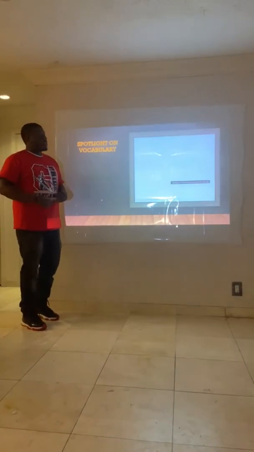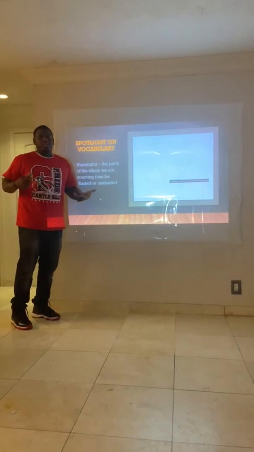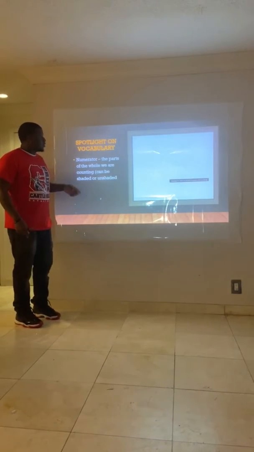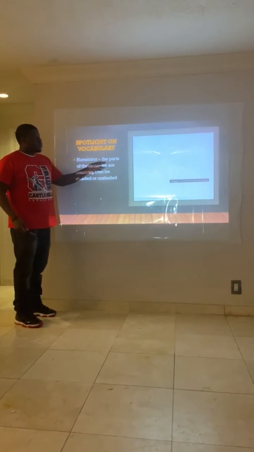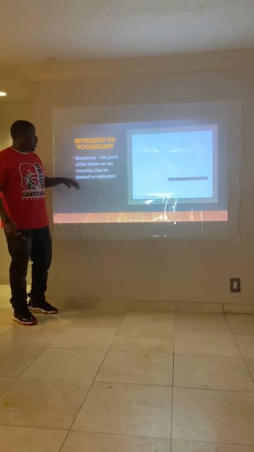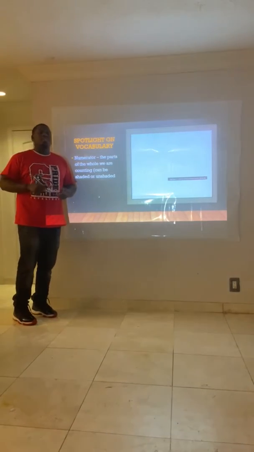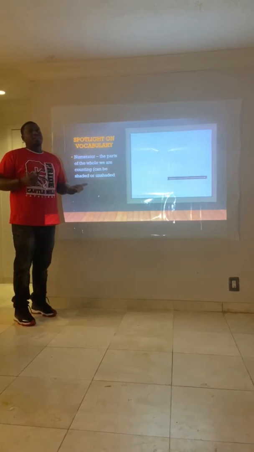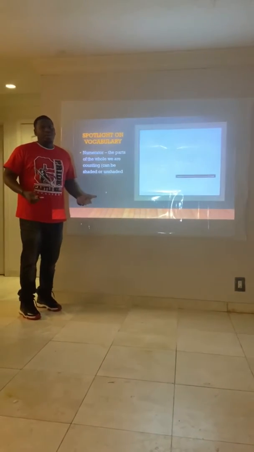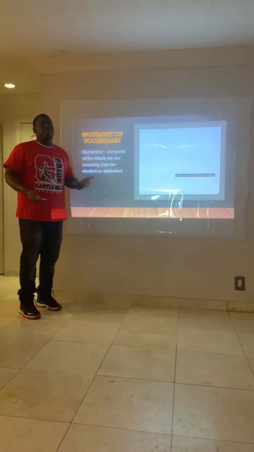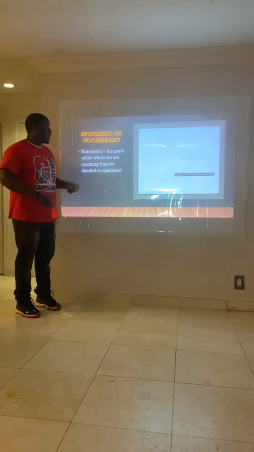First, we've got to do the spotlight on vocabulary to make sure that we have an understanding of the vocabulary and the language we're going to use. We've got a numerator. The numerator is the parts of the whole we are counting. They can be the shaded and unshaded. A lot of students say that the numerator is the shaded parts, but they can be shaded or unshaded. It just depends on the part of the fraction you are counting.